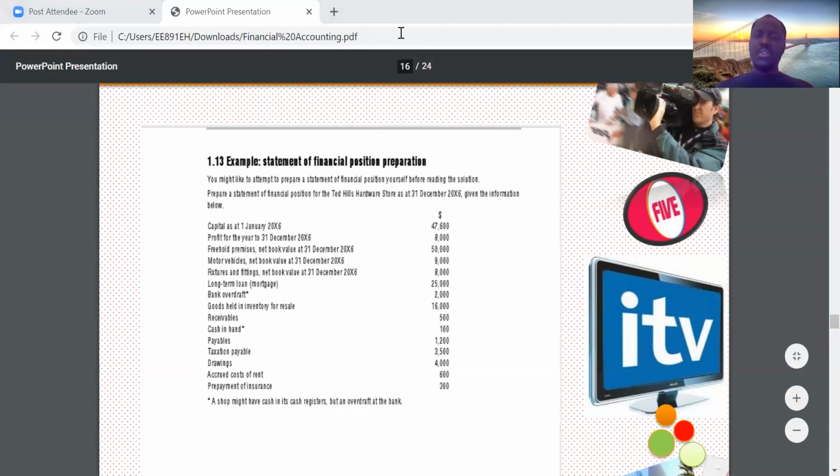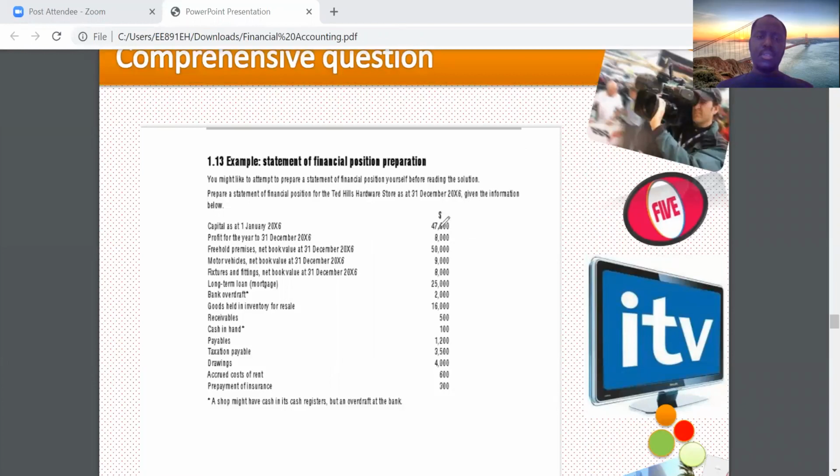Let me circle it so that you can see it right here. 31st December 2006, this year. So it's 50,000. So that's our first asset, right? Our second asset will be motor vehicles, which is 9,000. Our second non-current asset. We are looking at non-current assets first. Then have your fixtures and fittings, which is at a net book value of 8,000.